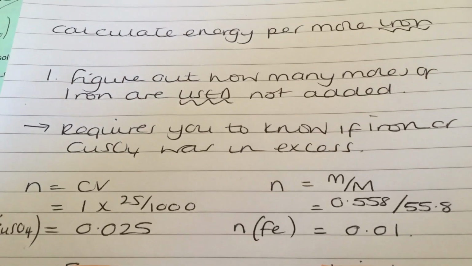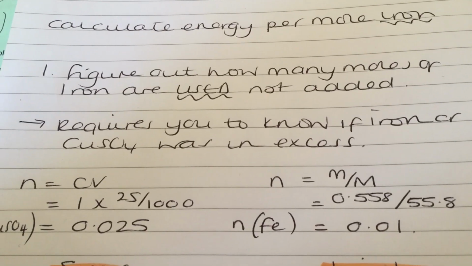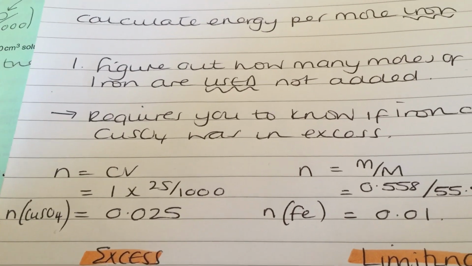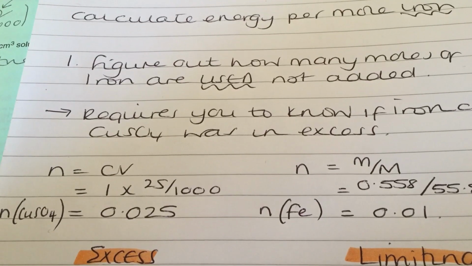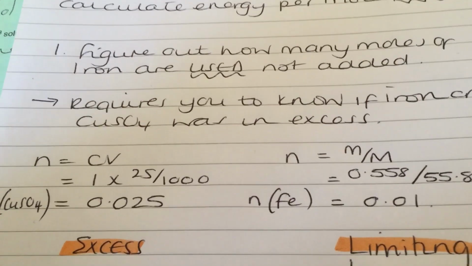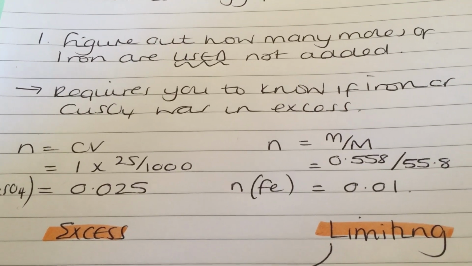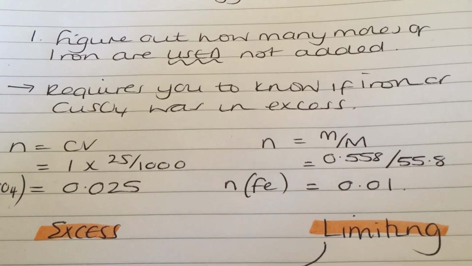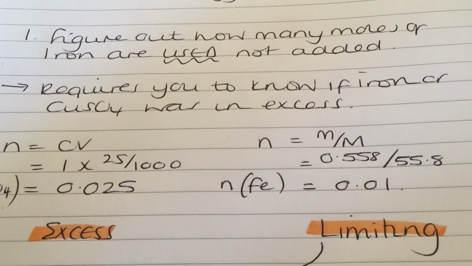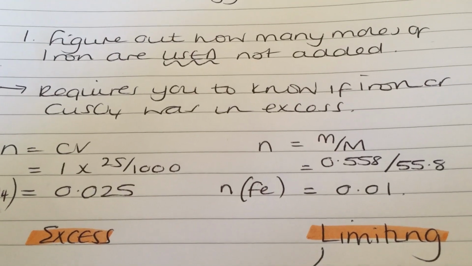So using the two calculations, n equals CV for the copper sulphate and n equals m over M for the iron, I've worked out here that the number of moles of copper sulphate is 0.025 and the number of moles of iron is 0.01. Now this means that the copper sulphate is in excess and iron is the limiting reactant. So when the reaction has finished, we can be certain that we have used 0.01 moles of iron.